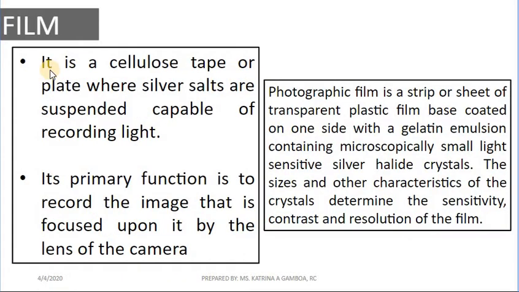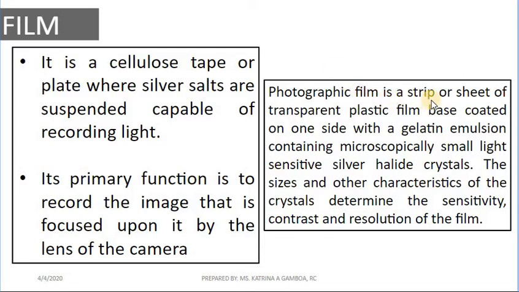So, film. Let's start now with the film. What is film? Nakakita na ba kayo ng film? Yung maliit lang? May nakakita na ba sa inyo yung film ng pang-camera? Film, it is a cellulose tape or plate where silver salts are suspended, capable of recording light. So its primary function is to record the image that is focused upon it by the lens of the camera. So siya yung mismong nagiging recorder ng ating camera. Diyan niya sinisave sa film na yan.